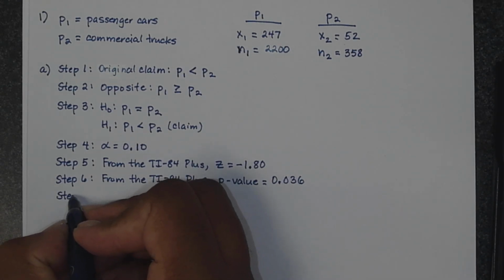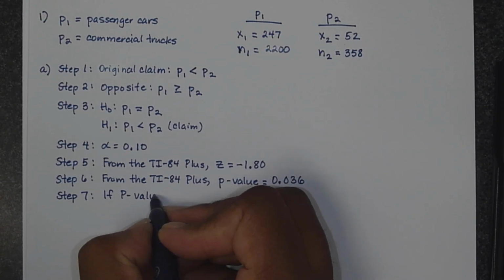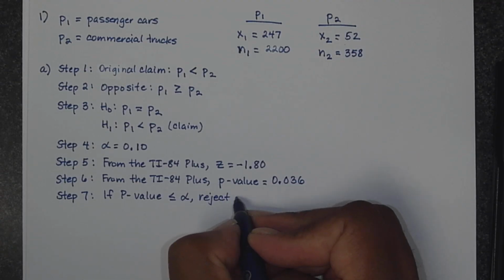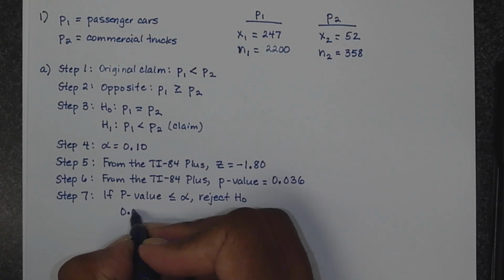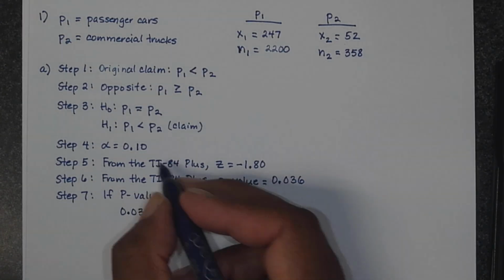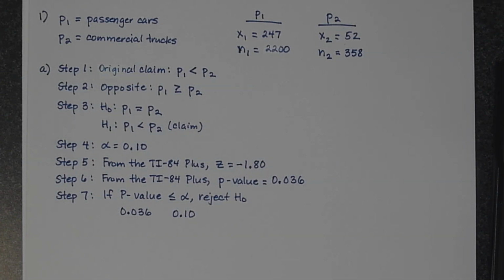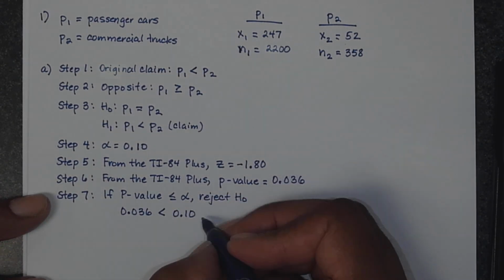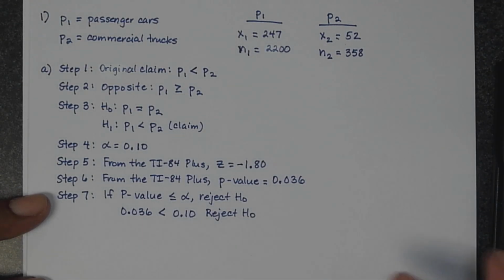Step number 7 is the decision rule. And the decision rule is always this: if your p-value is less than or equal to alpha, you want to reject the null hypothesis. And in this case, our p-value from step number 6 is 0.036. The alpha level from step number 4 is 0.10. And we compare those two values. As you can see, that 0.036 is less than 0.10. So that means we can reject the null hypothesis.